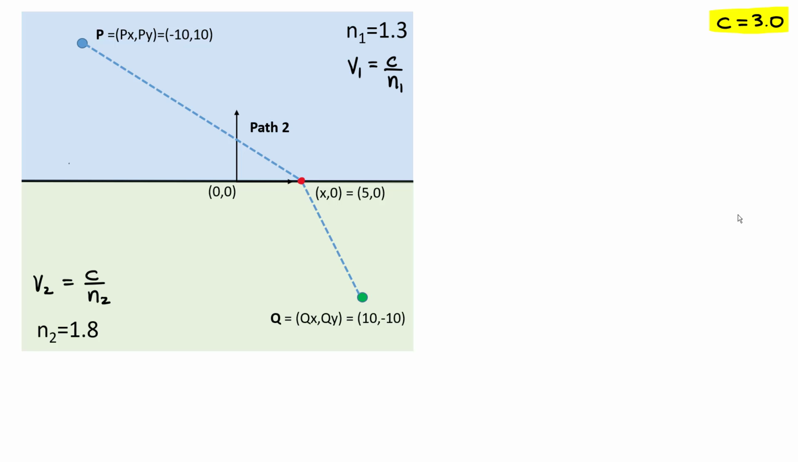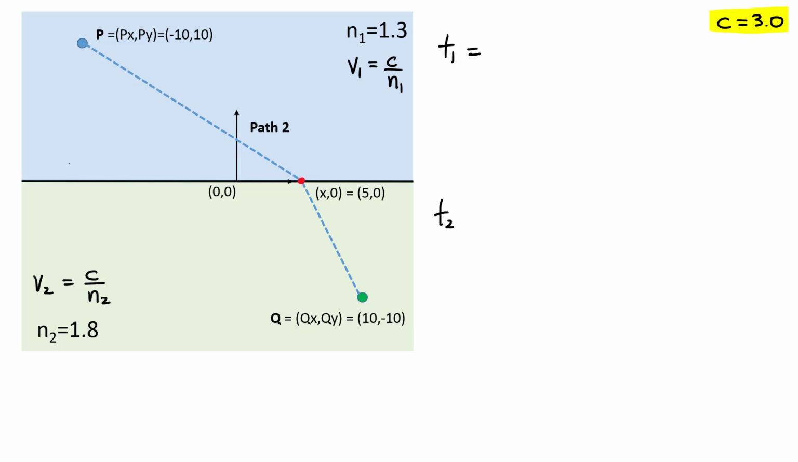Now, I've labeled some of these points here. I've given the coordinates for P, Px, and Py. I've labeled the intersection of the point between the two media as x, 0, and then also the Q coordinates. So if you're looking to calculate time, it will be broken down into two different calculations, right? It's going to be the time it takes to go from point P to the red point over here, which I'm going to call time T1. And then to that, we have to add how much time it takes to go from this red point all the way to the green point. I'm going to call that time T2.